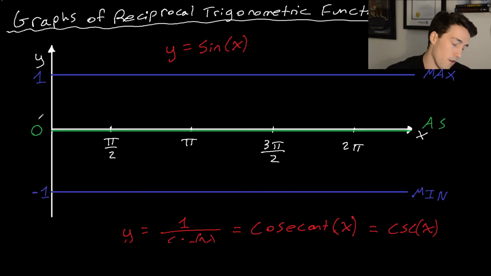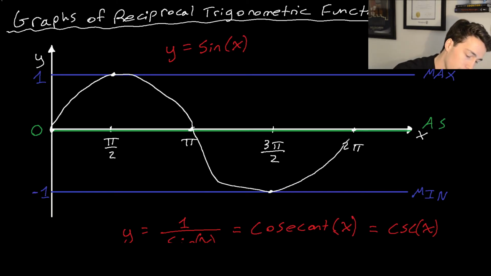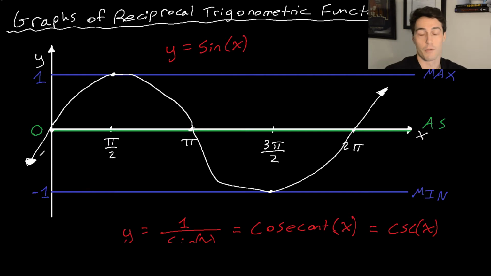So first I'm going to plot all of the key points for the sine graph. So we have (0, 0), then we have (pi over 2, 1), we have (pi, 0), we have (3 pi over 2, negative 1), and then finally (2 pi, 0). Now if I were to connect all of these points, I would get the sine graph. It's not very great, but if it was drawn more continuously, or a little bit more artistically, that's how it would look.